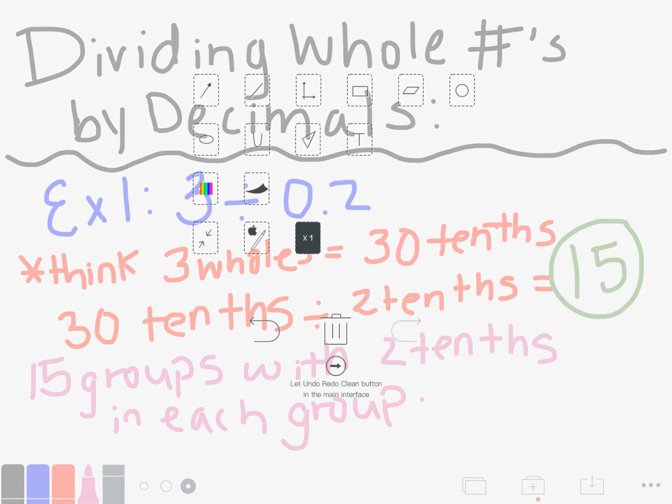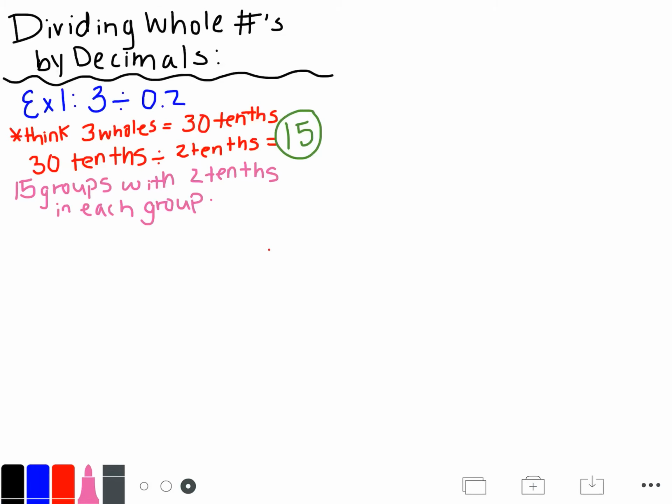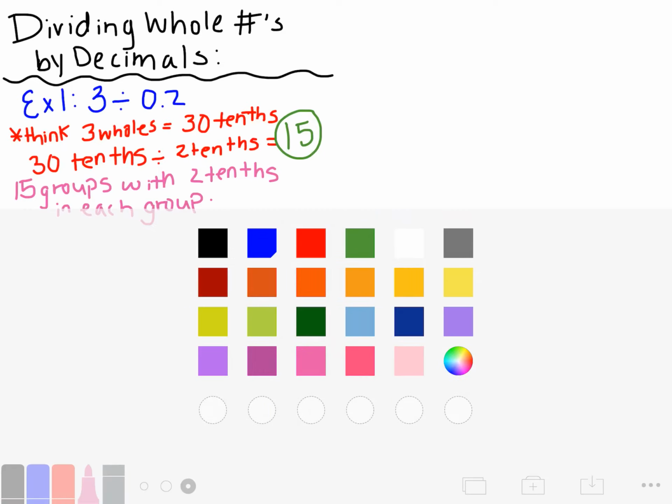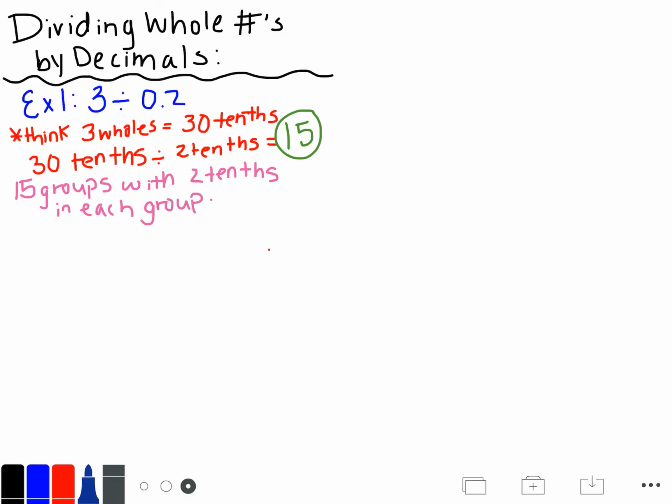Again, 15 groups with 2 tenths in each group, similar to what we did with fractions too. It's kind of interesting. So let's look at this now. I made it so that we can still see the problem. I'm going to show you what those 15 groups look like. So I have 3 wholes and I have 2 tenths. 3 wholes divided by 2 tenths. I'm going to rewrite just my information so I can show you what we're looking at.